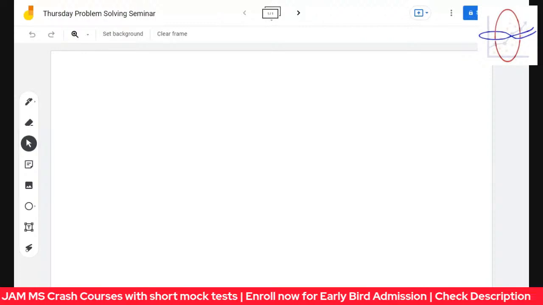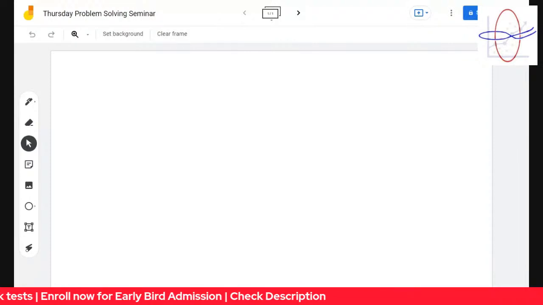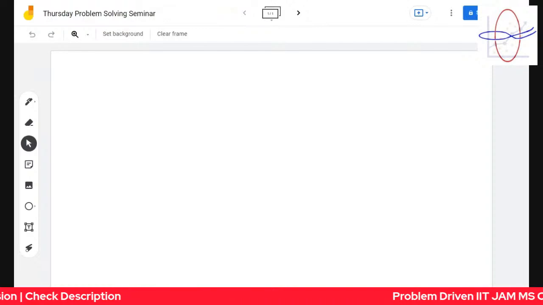I always prefer doing problems from Blitzstein. It's a really beautiful problem. So let's try out this problem, and it involves certain ideas.